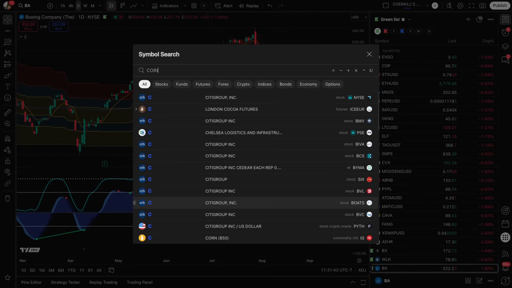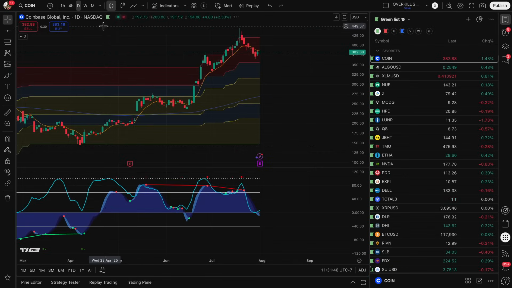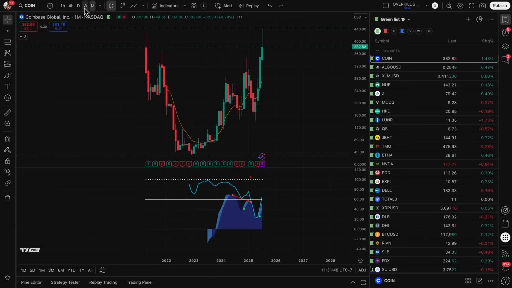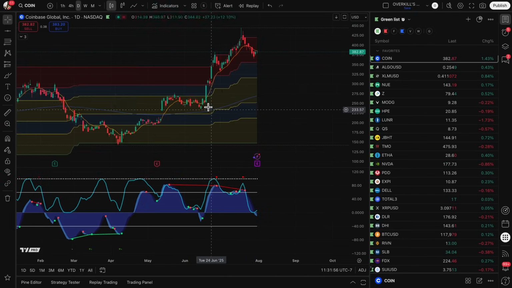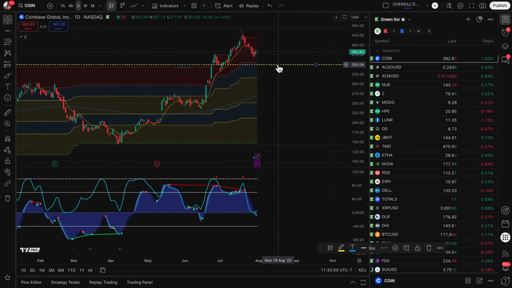We got Coinbase. Wow, Coin actually looks like it's going to break out here. I got the green dot right there at around 250. We called that one out too. We were talking about Coinbase down here at 240. It's up here at 450 now. I would definitely use a stop loss on this one at probably 350 if you want to play the continuation.